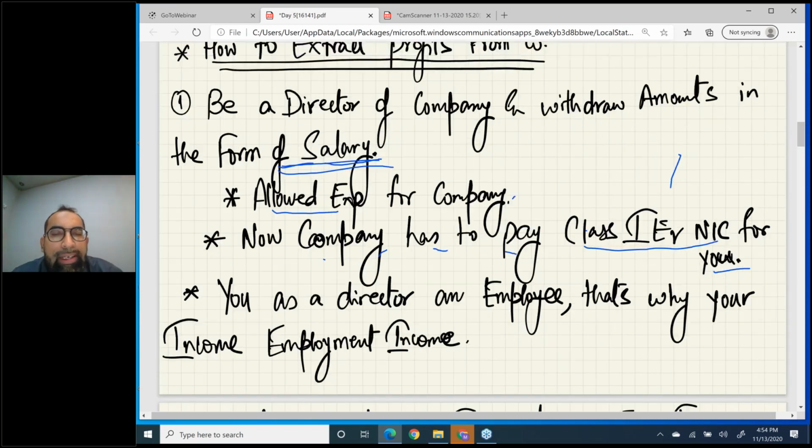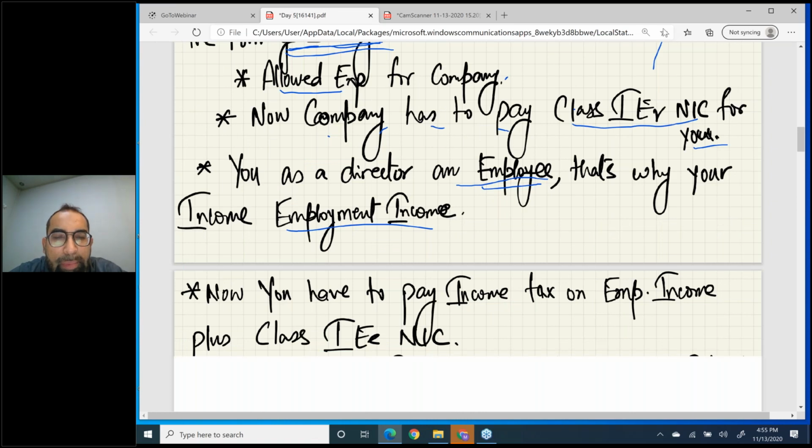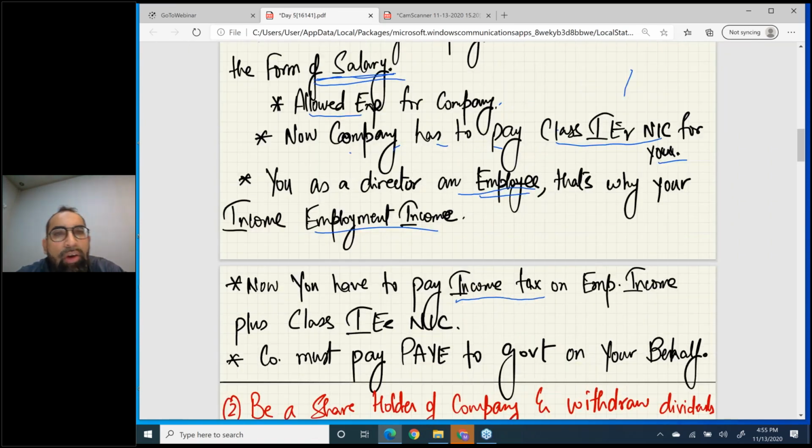Now look at you as a director: you receive the salary. You as a director are an employee, so your income will be employment income. For employment income, you have to pay income tax on non-saving income, plus all employees in the UK pay class 1 employee NIC. All employees in the UK have to bear the class 1 employee NIC burden. So there are many things.